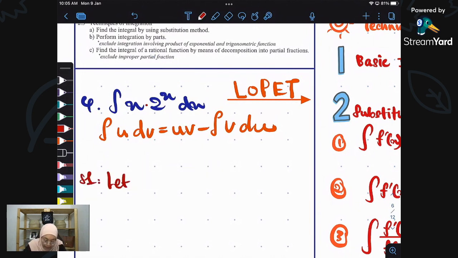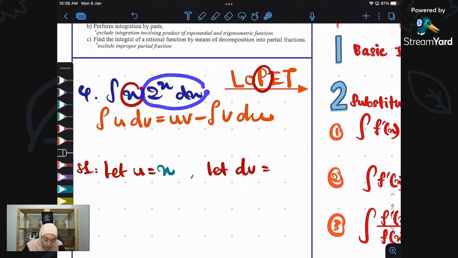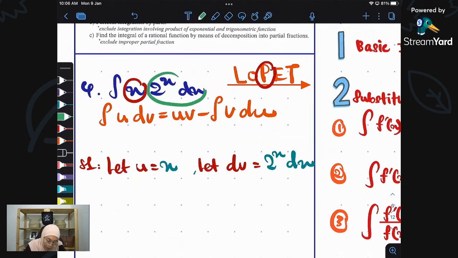Step yang pertama adalah let u. Okay. Let u adalah yang mana dia datang dulu, iaitu our poly yang datang dulu. Manakala let dv pula, you put 2^x dx as the rest of it. The rest will become the dv. Okay? Itu caranya. So, here we go. Our dv adalah 2^x times dx. That is our dv. Okay? So, you sekarang sudah pun faham bahawa 2^x dx adalah kita punya dv, manakala x kita adalah kita punya u berdasarkan formula ini. Okay.